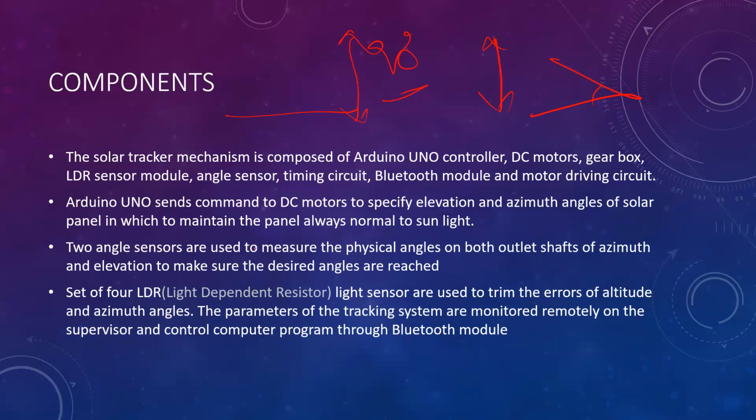Two angle sensors are used to measure the physical angles of both outlet shafts, azimuth and elevation, to make sure the desired angles are reached. A set of 4 LDR light sensors is used to trim the errors of altitude and azimuthal angles. The parameters of the tracking system are monitored remotely on the supervisory computer program and controlled through the Bluetooth module.